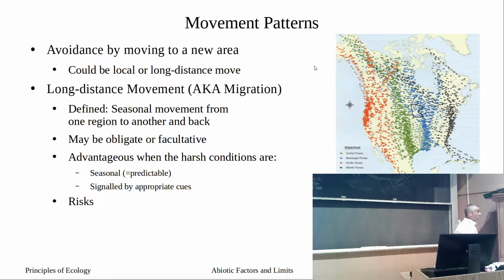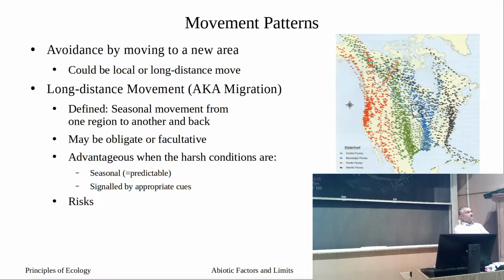So inactivity is one approach to avoid the harsh conditions. Movement is the other approach. If I mention avoidance and ask how organisms avoid the harsh conditions, you are probably already thinking, well, they'll just move, right? We'll change locations. And that is a strategy that is picked by a lot of organisms.